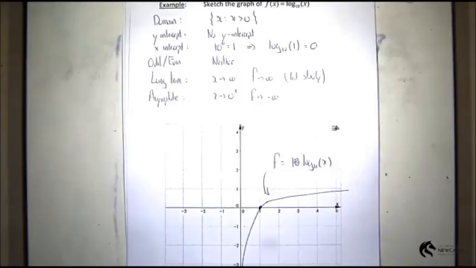P is b to the m plus n. What power must b be raised to give b raised to the power m plus n? Just m plus n. So on the left-hand side here I have m plus n.